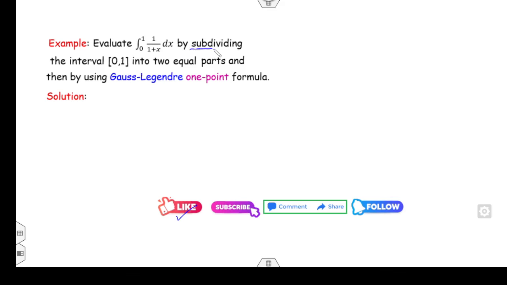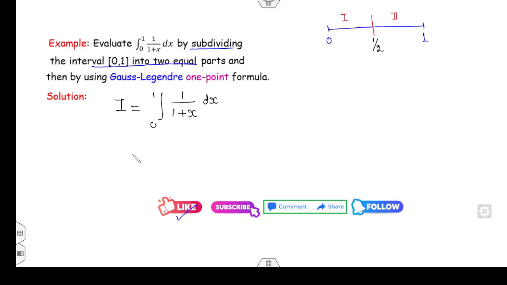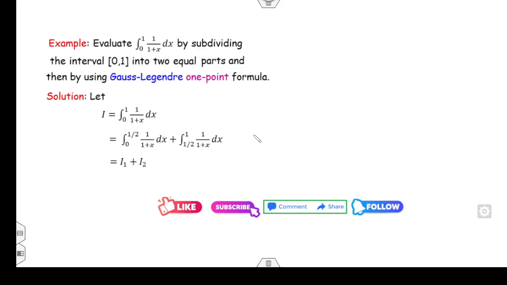Evaluate the integration by subdividing the interval into two equal parts. That means your domain is 0 to 1. You have to divide the interval such that area of the 1 and area of the 2 are the same. So can you identify this limit? Definitely it will be the half. So that means your integration 0 to 1 of 1 plus x into dx, that number I can break from 0 to half, fine, and half to 1. Clear? So now there are two components I call I1 and I2.